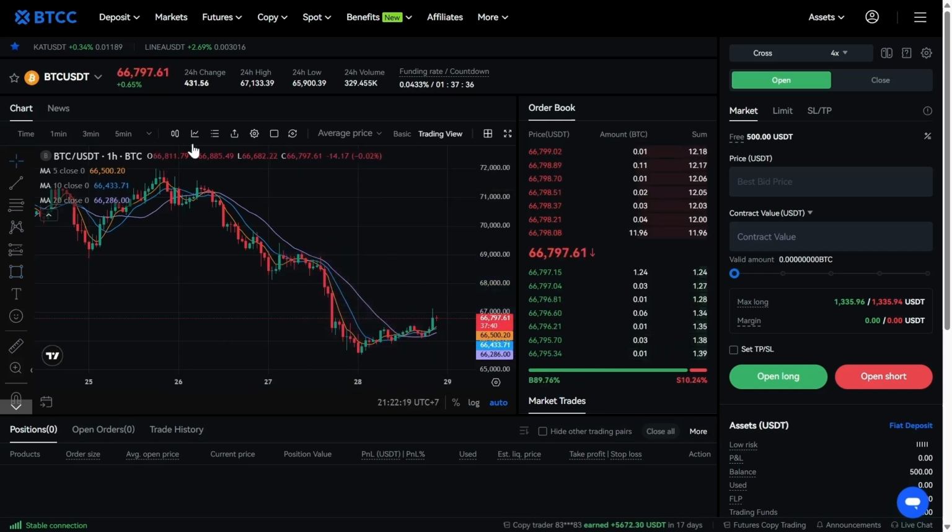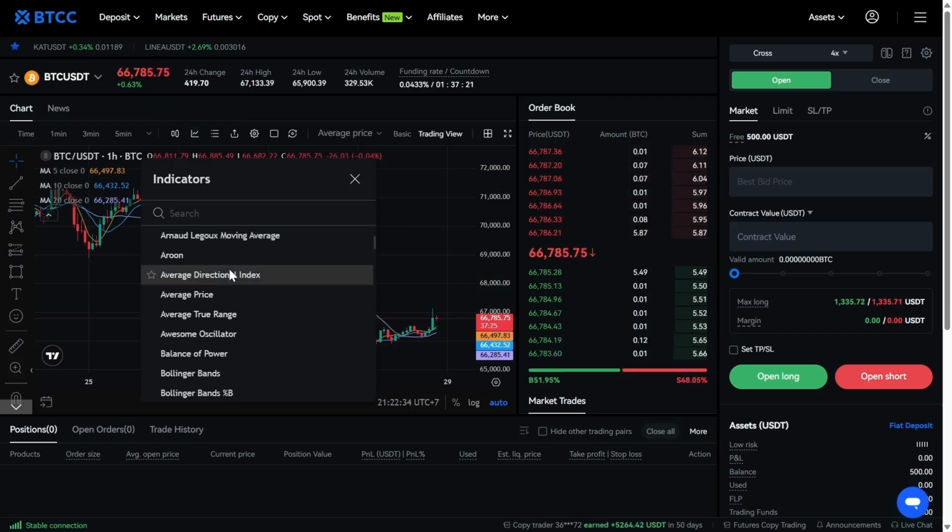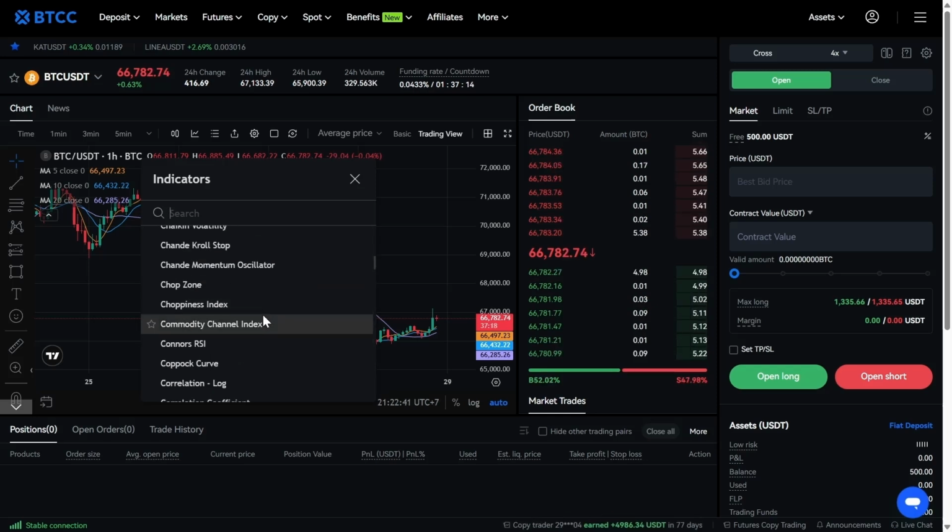Up top, you got the indicator button. This is where you can add indicators like a moving average to track trends, RSI to see if something is overbought or oversold, or MACD to help spot momentum shifts.